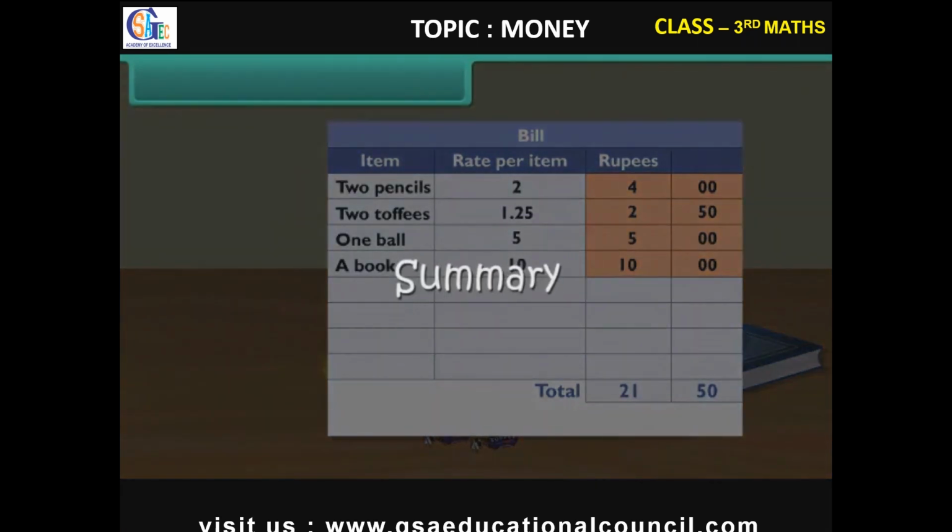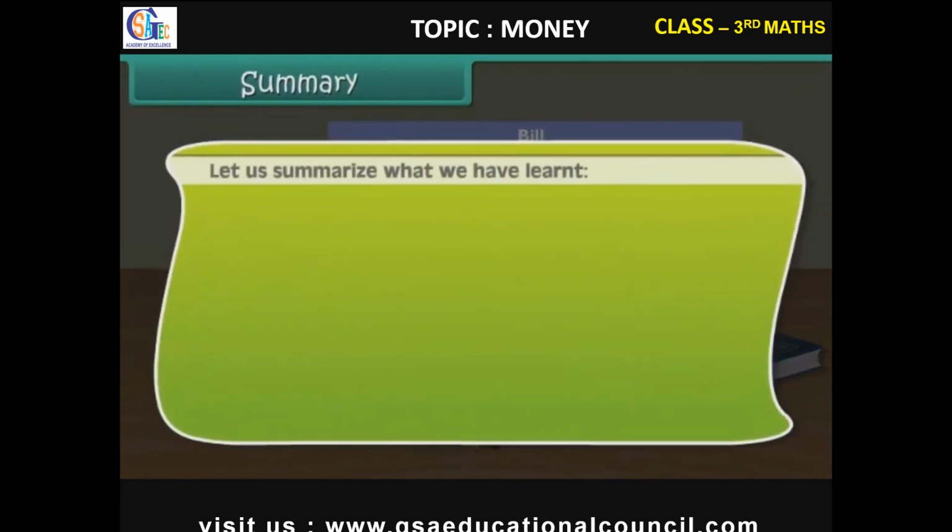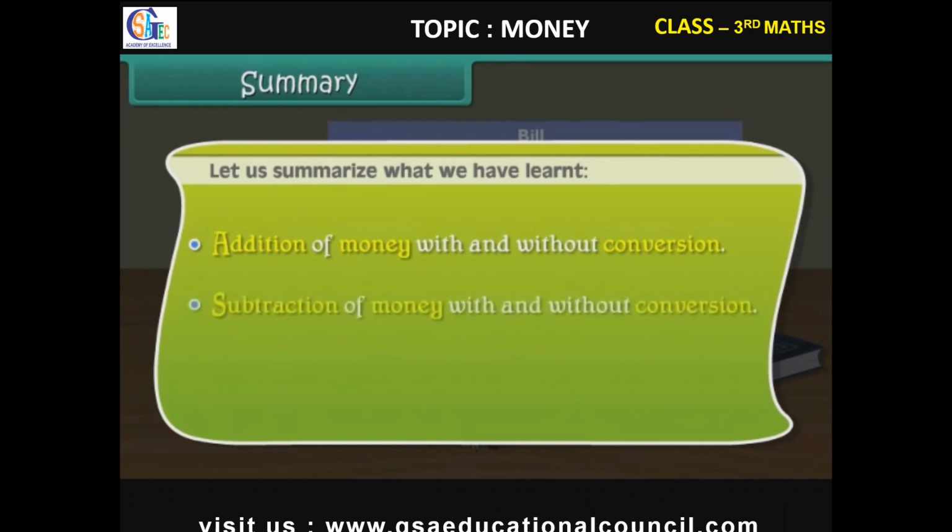Summary. Let us summarize what we have learned. Addition of money with and without conversion. Subtraction of money with and without conversion. And preparing a bill.